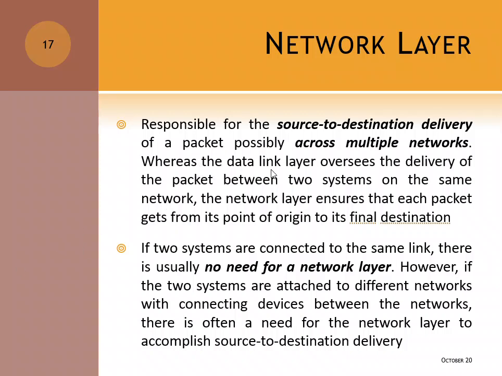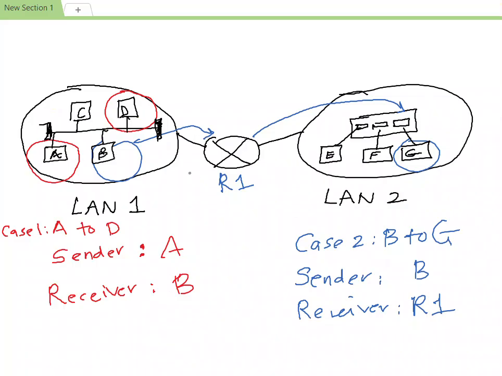Whereas the data link layer oversees the delivery of the packet between two systems on the same network, the network layer ensures that each packet gets from its point of origin to its final destination. Okay, if two systems are connected to the same link, there is usually no need for a network layer. Contoh macam tadi, saya tunjuk, katalah transmission antara A dengan D yang berada dalam satu local area network yang sama. Okay, kebiasaannya untuk kes sebegini, network layer tidak diperlukan kerana kedua-dua sender dan receiver berada dalam network yang sama.